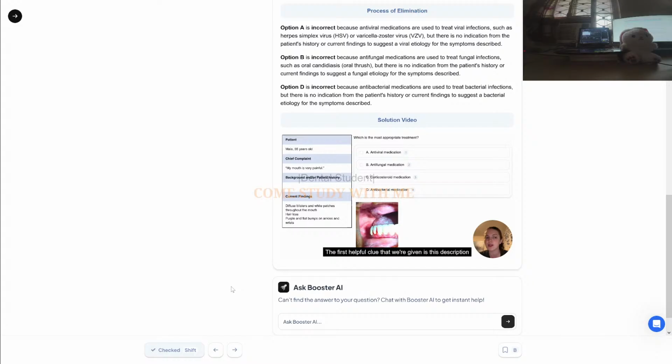The first helpful clue that we're given is this description of the oral findings, these diffuse blisters and white patches throughout the mouth. This is definitely a really helpful clue, as well as the fact that the patient said that these are painful blisters.